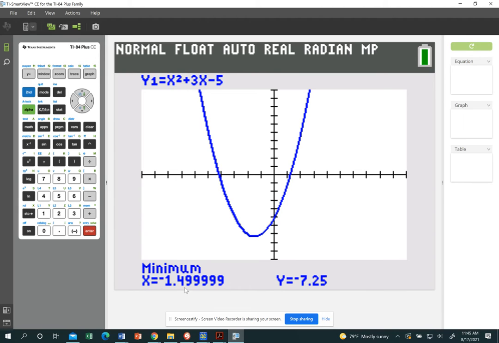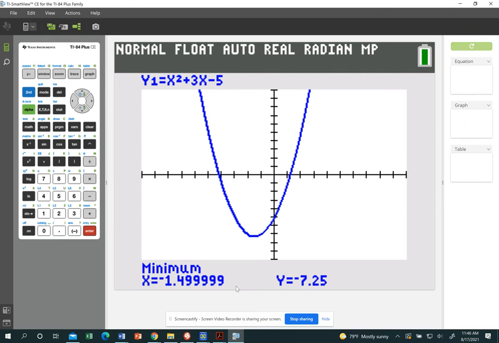I can probably guess, like, 1.499999 is what number? 1.5, yeah, right? Does that make sense? So most likely it will be 1.5 and negative 7.25 will be your vertex, minimum vertex.